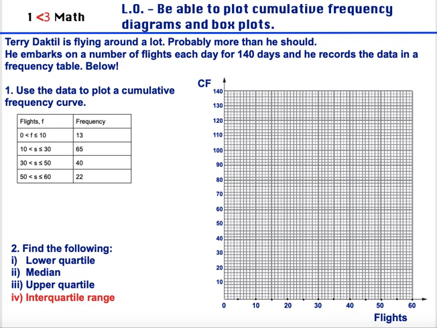We've got the data, which is a number of class intervals, and they are the number of flights that he took. The frequency is the number of days that he took, for example, between 0 and 10 flights.